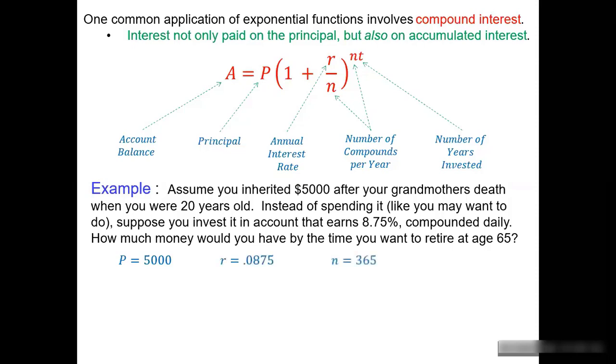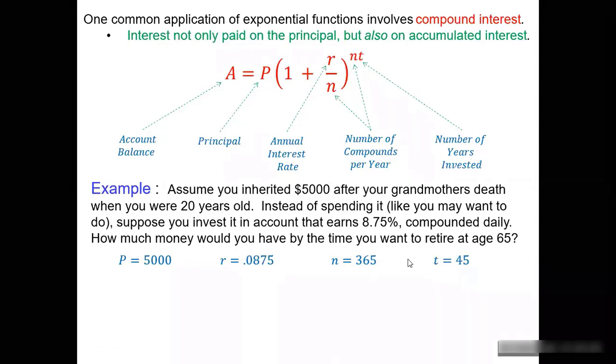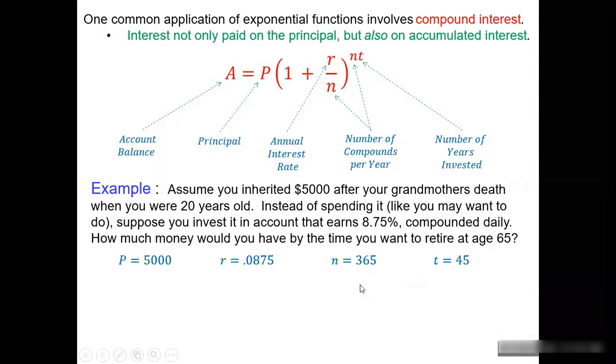Then it says it's compounded daily. That would mean that N is equal to 365, because remember that the N value is the number of compounds per year. And lastly, T, the number of years invested. Well, it doesn't say it directly, but it says that you got the money when you were 20 years old and you want to retire at age 65. So that would mean that T is 45. So now that we have that, we could just find the account balance, which is A, and that's what it's asking me for. What's my account balance after I invest $5,000 at 8.75% interest, compounded daily for 45 years?